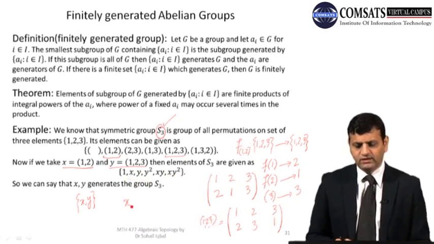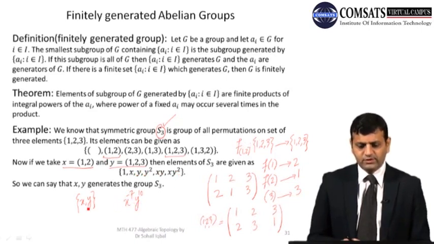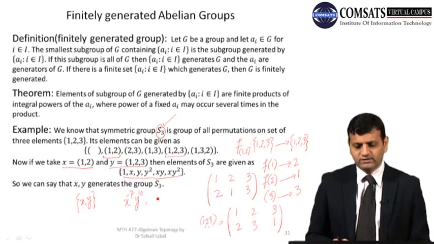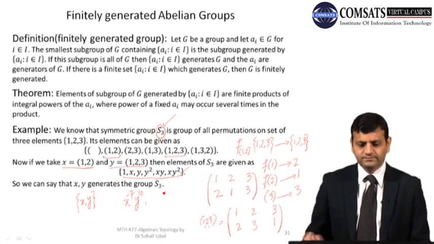If I take any other power of x, for example x raised to power -7, y raised to power 10, then it's going to be one of these 6 elements. We can use properties of x and properties of y to deduce that it's going to be one of these 6 elements. Similarly, we can take any other integer power of x and y, and it's always going to be one of these 6 elements. So the elements of S3 are products of integer powers of x and y.